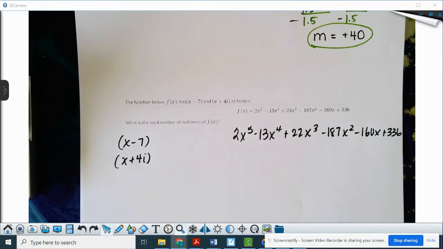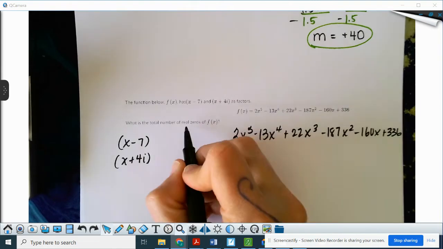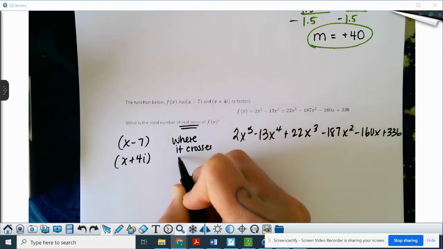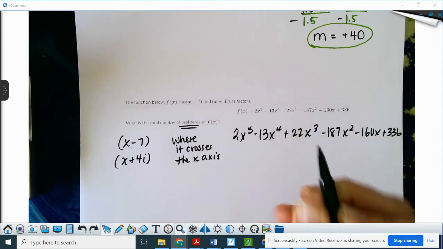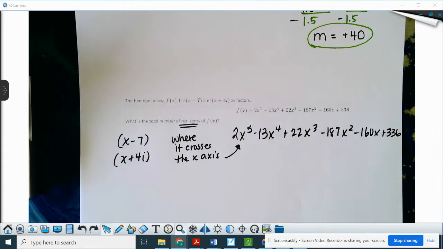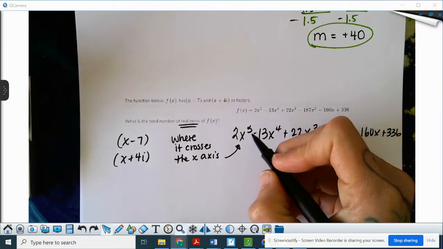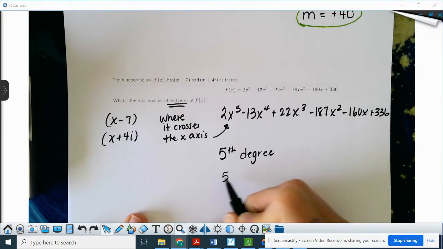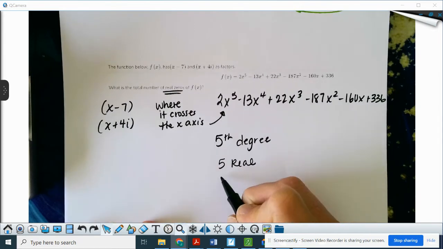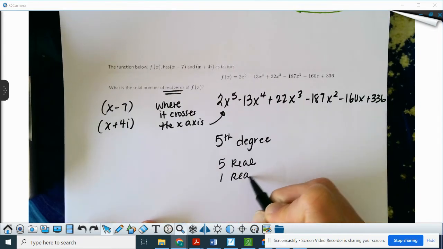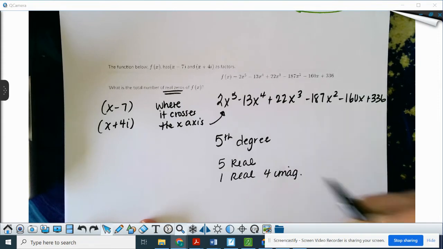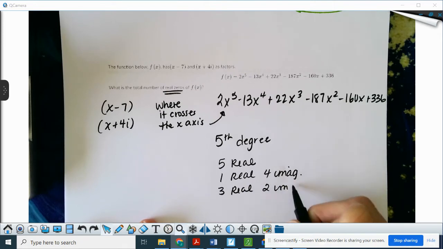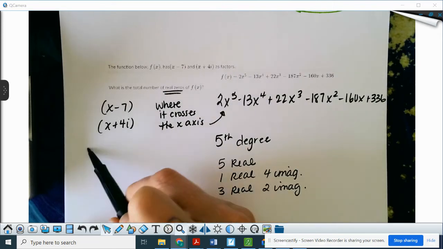What is the total number of real zeros? Real zeros is where it crosses the x-axis. So if I put this into Desmos, I'm going to see where it touches the x-axis. But also, knowing that it's a 5th degree, my combinations are either 5 real, 1 real and 4 imaginary, because imaginary always has to be in pairs, or 3 real and 2 imaginary, which as soon as I see this takes up 2 already.